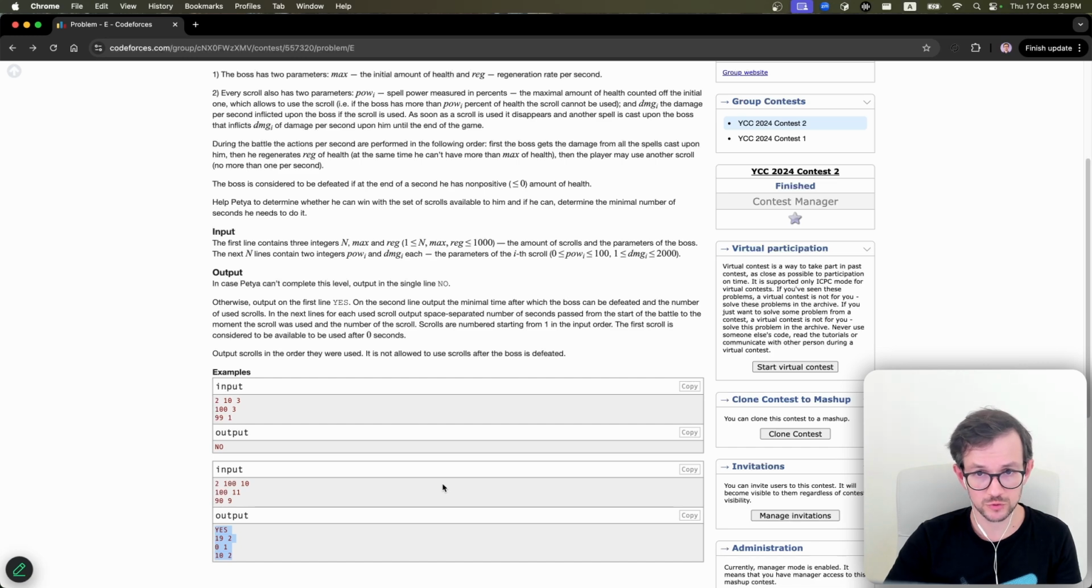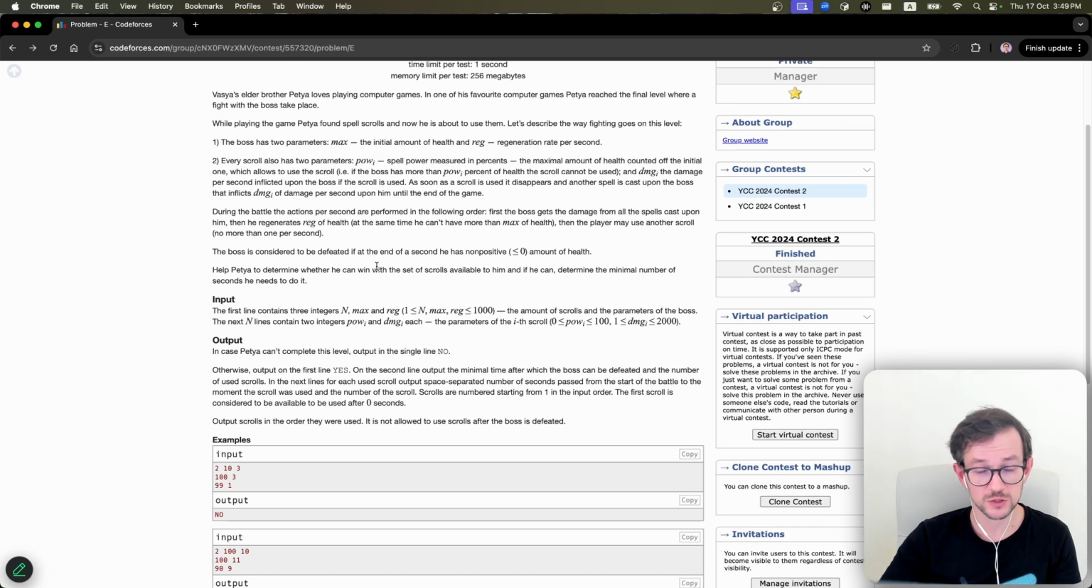Not that difficult to read all this text. You need to read all this text, understand what's going on, and after that, it's kind of intuitively clear what you need to do. So again, imagine you're playing this game. You have this boss. You have some amount of spells, and every spell deals some damage.